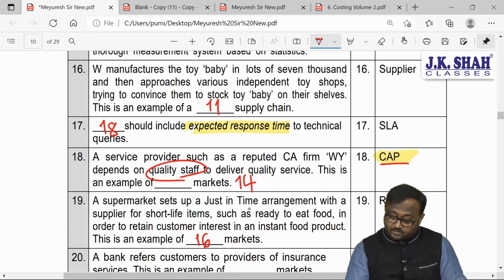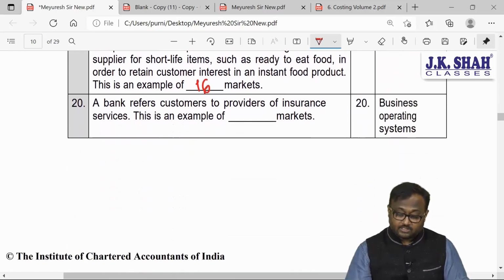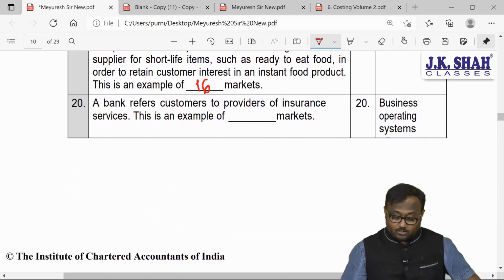That means it is suppliers market, because you are dependent on supplier in order to provide that. A supermarket sets up JIT. Why? What for? With a supplier for short life items. Short life items means you need those items on a regular basis. If you need those items on a regular basis, that means you will have to be dependent on the supplier all the time, because your demand will be intact. It's a supplier's market where supplier plays a vital and important role.